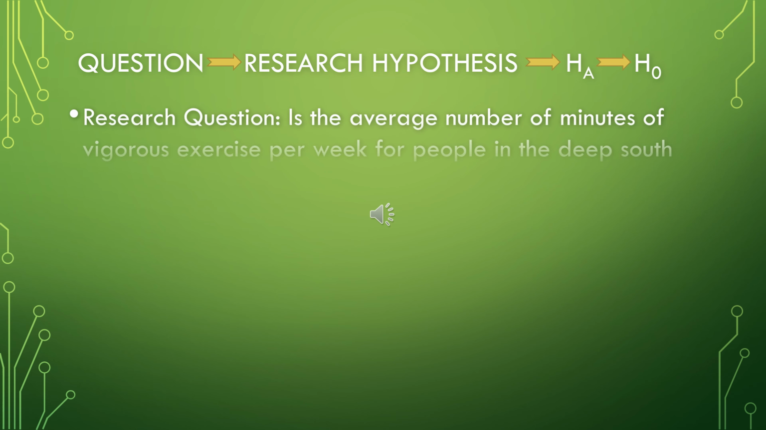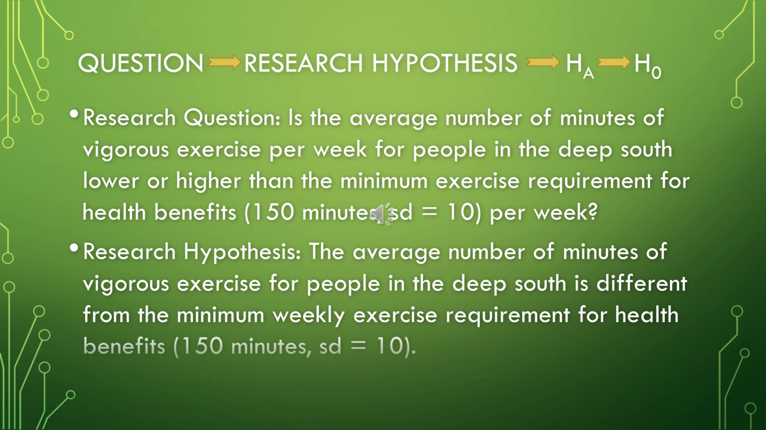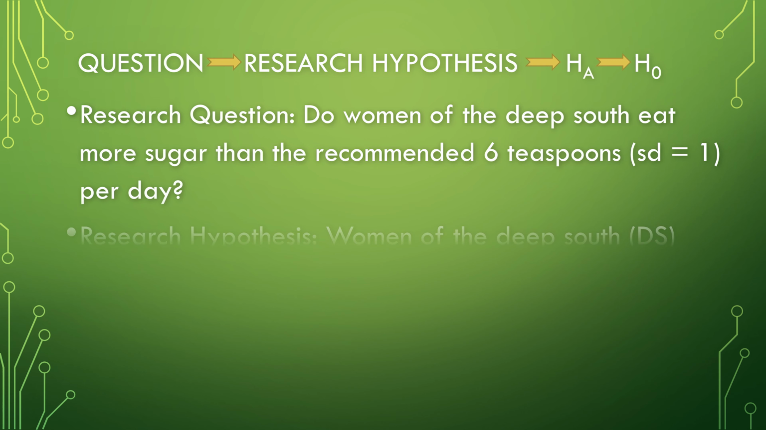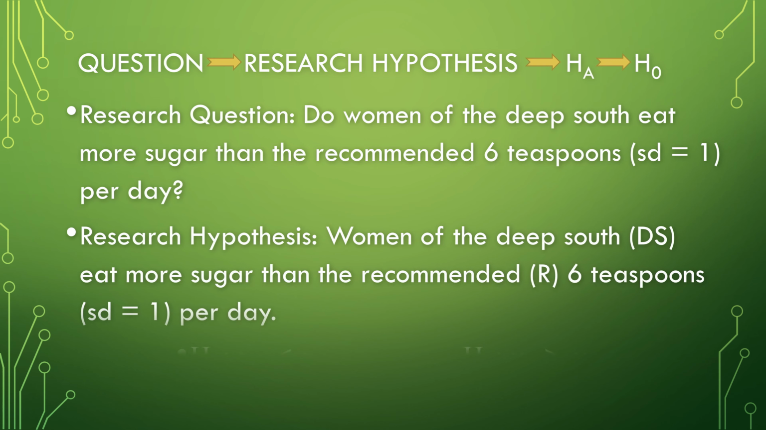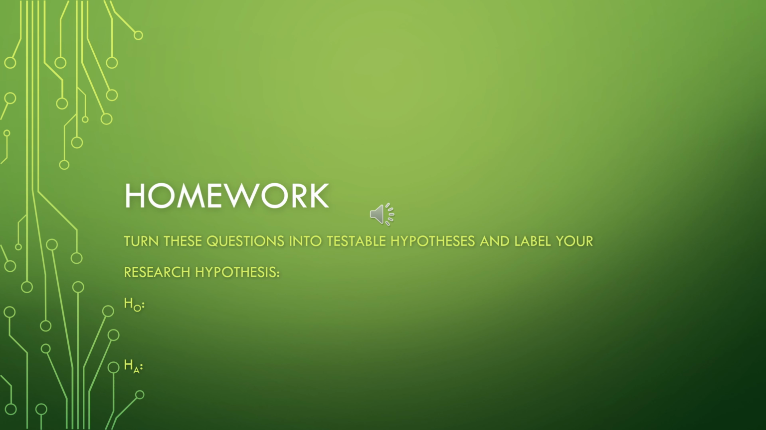So we did it. We went from a research question to a research hypothesis to two statistical hypotheses. The alternative hypothesis, which is based on the research hypothesis, and the null, which is everything the alternative is not. Great job, guys. And you'll see some scenarios, the ones that follow in your homework, for practice.